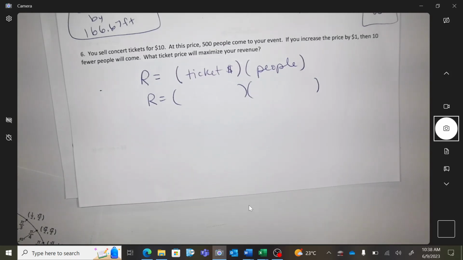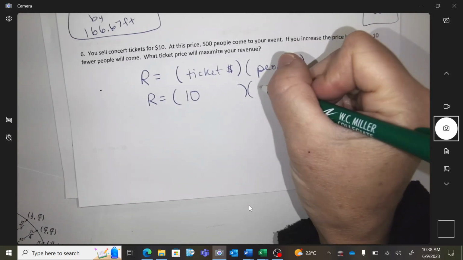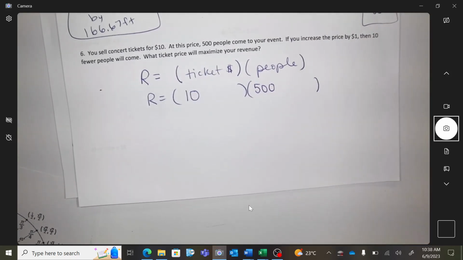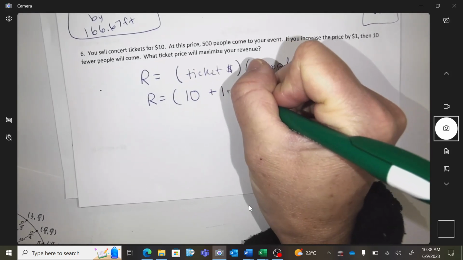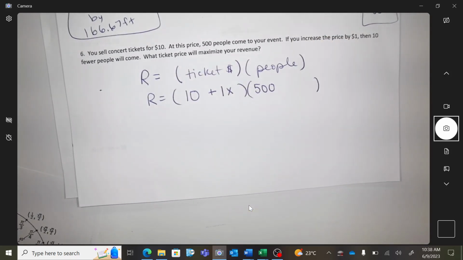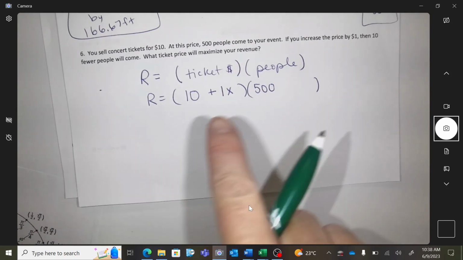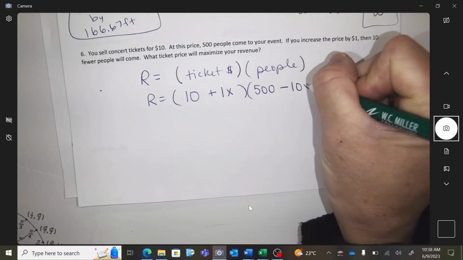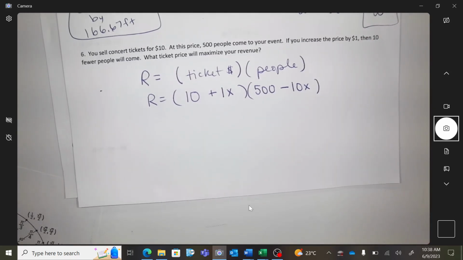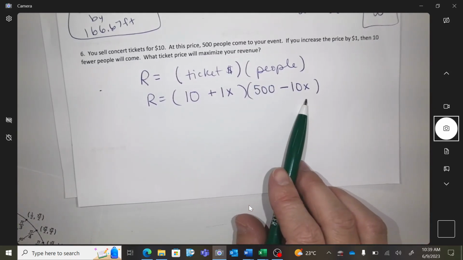You sell concert tickets for 10 bucks. So there's that. At this price, 500 people are coming. So that's in the people bracket. If you increase the price by $1, so in the price, if that goes 1x, you know what, I need an x on there because I don't know how many times I want to do that, then 10 fewer people come. So this would go down by 10x. Each increment of this changes an increment of that.